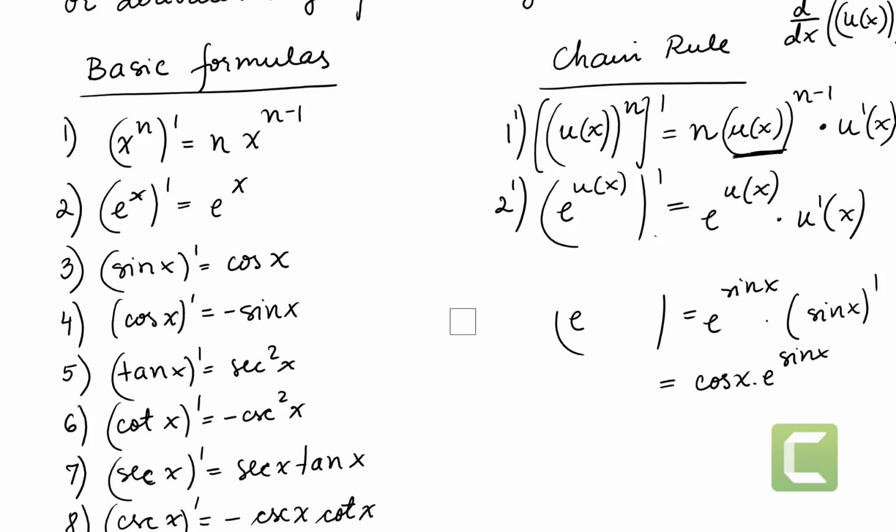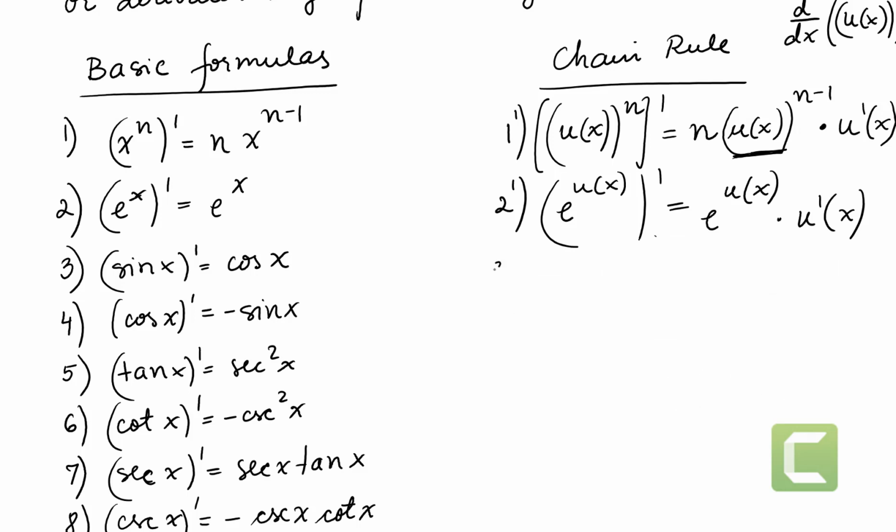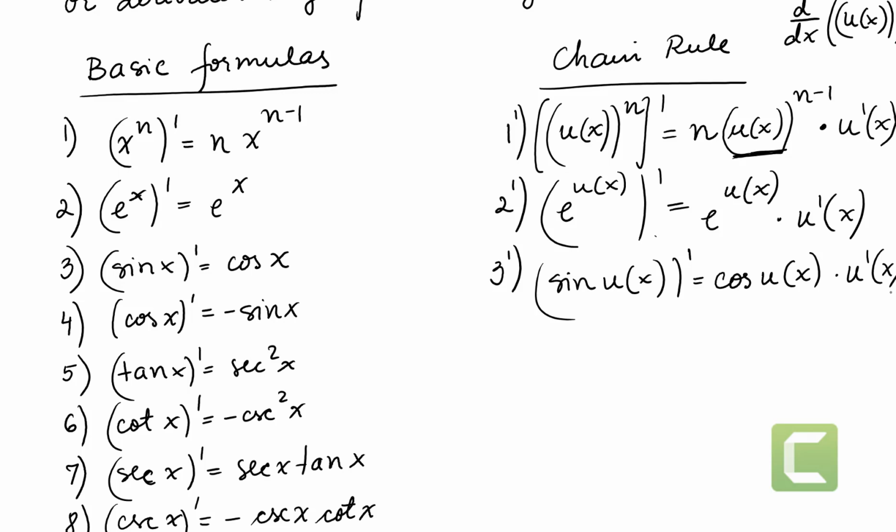Let's do another one. I'm erasing them because I still want to write each formula on the same line. Sine of x prime equals cosine of x. So now, if instead of x we have sine of a function of x prime, then what's going to happen? I'm going to get cosine of u of x, but let's not forget to multiply our answer with u prime of x.